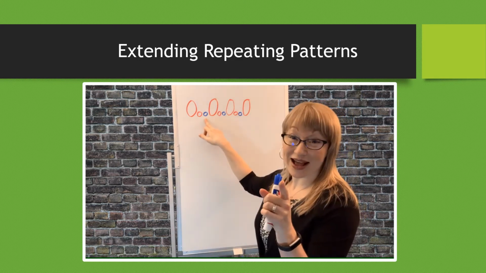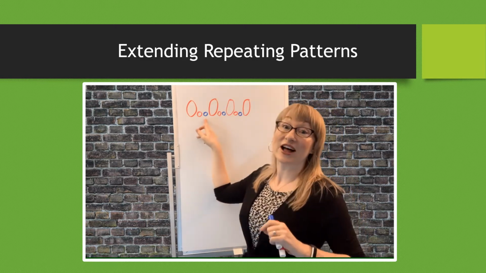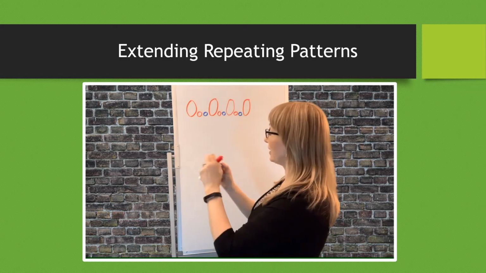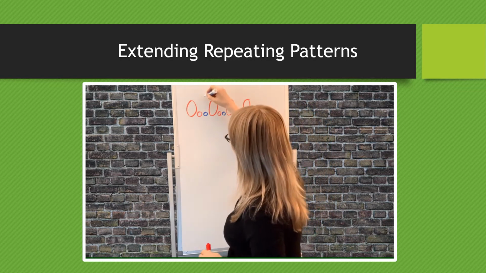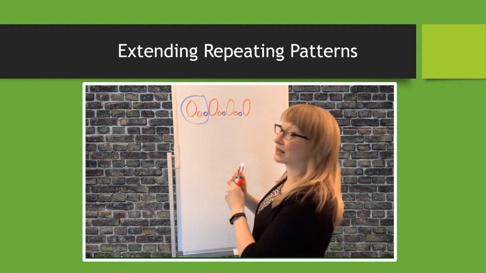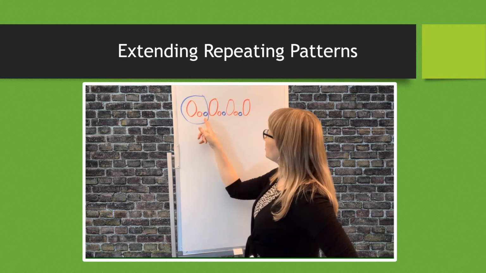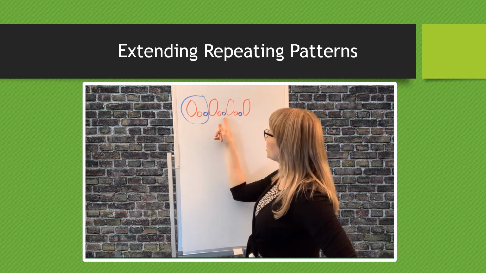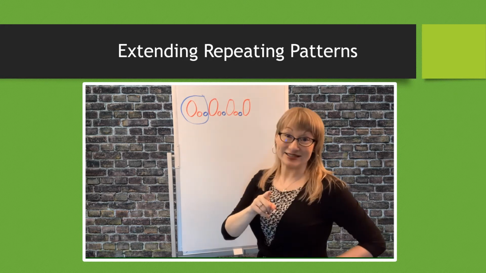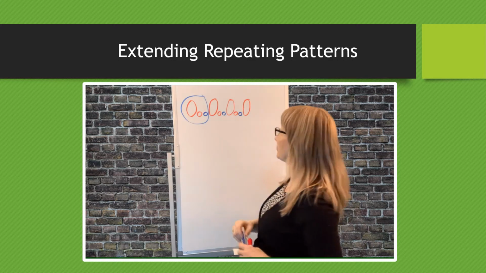So we have 2 attributes that are changing. The size is changing and the color is changing. So here we're going to circle the core. Let's double check we have the core. So we've got large circle, small, small, large circle, small, small, large circle, small, small. We've got the blue repeating throughout. Yes. Now we're going to figure out what the next 2 terms are.